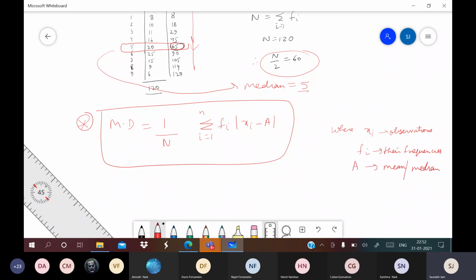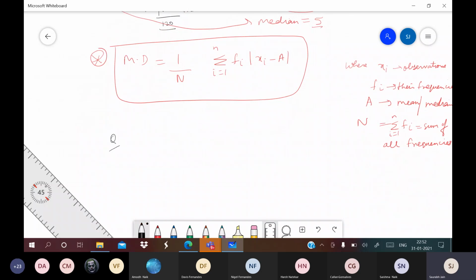If they want you to find mean deviation about mean, then you will find mean. And if it is mean deviation about median, then capital A will be median. So you will find the median in that case. Okay. And what is n? N is actually sigma fi. That means sum of all the frequencies. So by this formula, now you will find the mean deviation about mean and median for discrete frequency distribution. Okay. Let us solve the question.